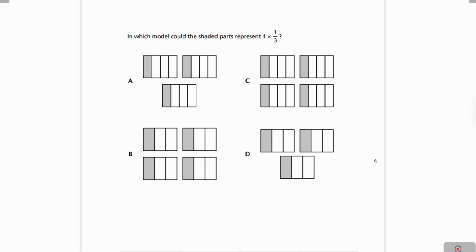Okay, now it's your turn. Pause the video and try to answer this question. In which model could the shaded parts represent 4 times 1/3?